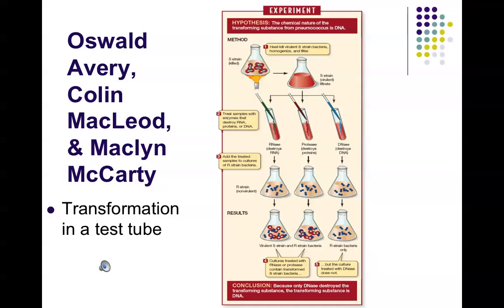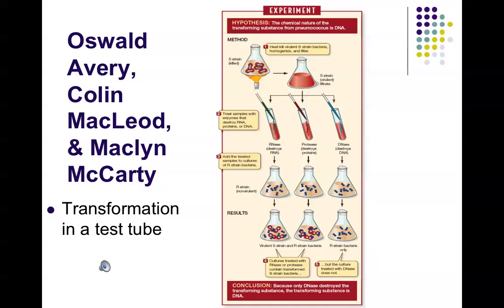When the mixtures and transforming biochemicals were mixed with proteases, enzymes that would essentially inhibit the function or the activity of proteins, transformation still occurred. If you mixed the biochemicals in a test tube and you added RNase, or an enzyme that would inactivate RNA, transformation would still occur.